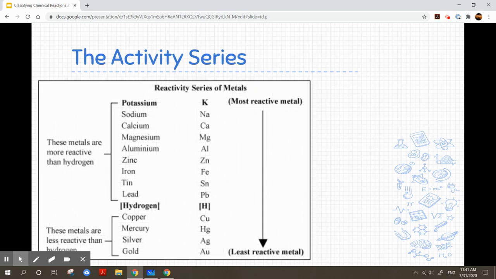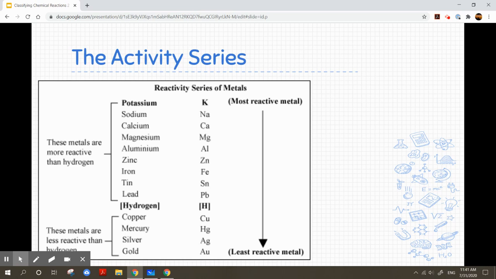And this is what we're going to look at for single displacement reactions. A single displacement reaction, as I said, we can think of as one metal displacing another metal out of a compound. This can only happen if the metal that is doing the displacing is more active than the metal that's in the compound. So a metal can only displace another metal if it is more active. Now, this list here says reactivity. It's not exactly the same thing.